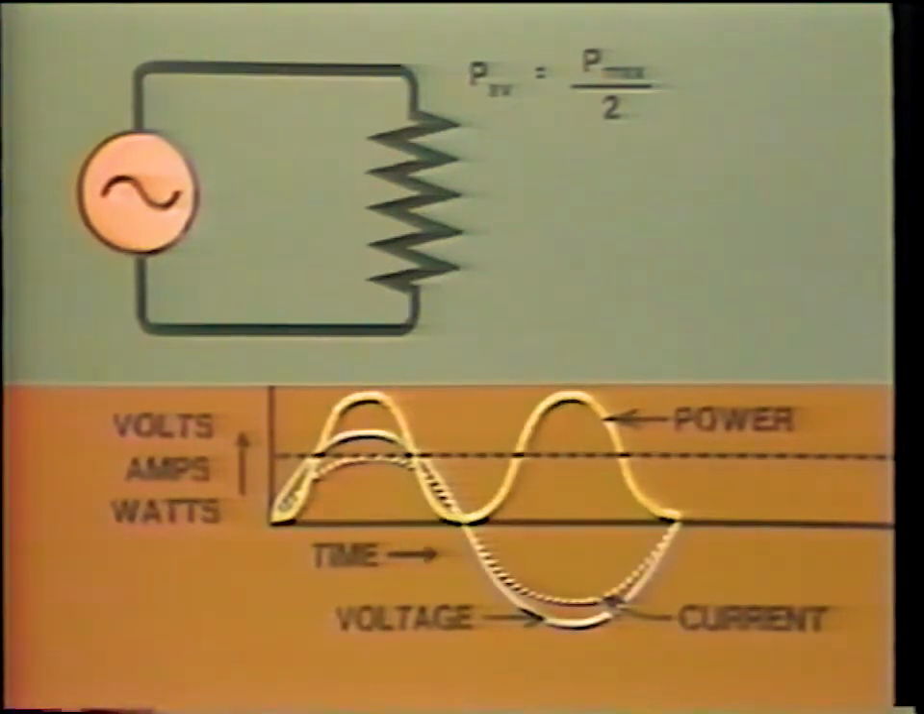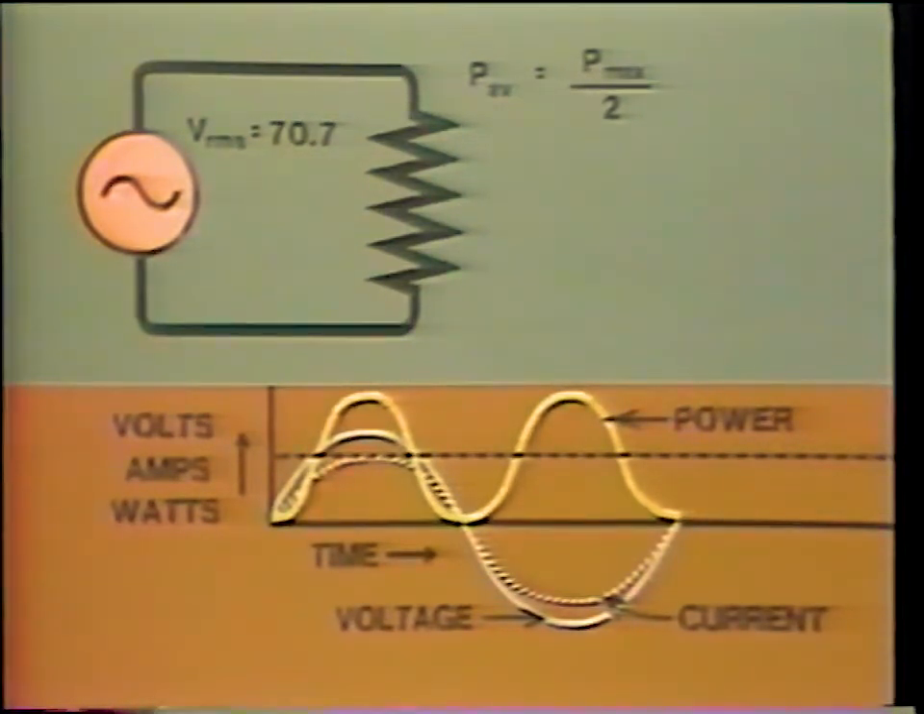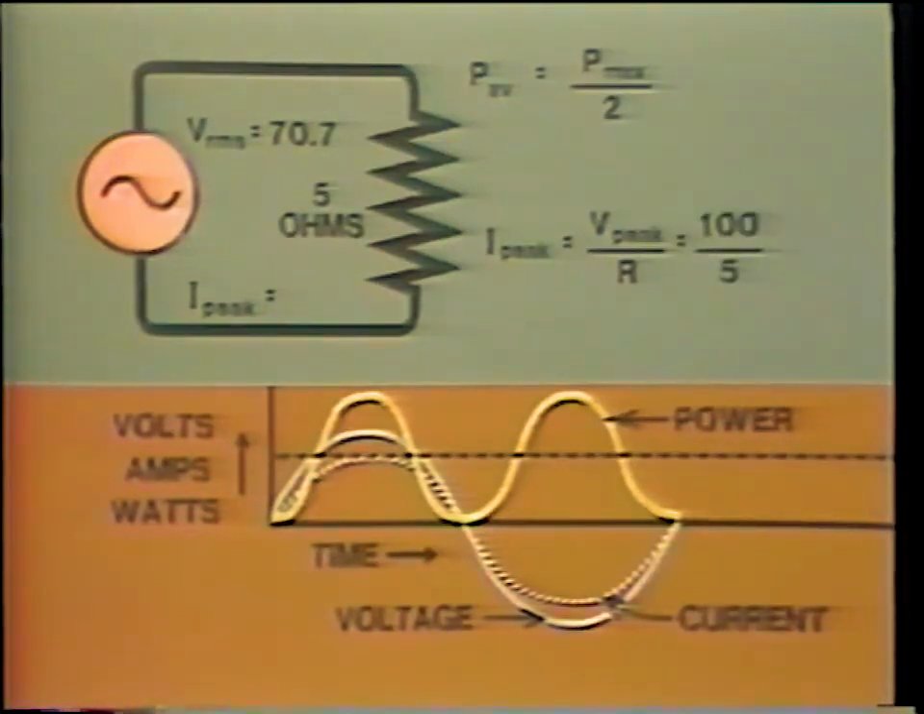Let's put some numbers on our diagram. Assume our voltage supply is 100 volts peak, which is 100 times 0.707 and this equals 70.7 volts RMS. Let's also say resistance is 5 ohms. By Ohm's law, peak current is voltage peak divided by resistance, which equals 100 volts divided by 5 ohms, and this is 20 amps peak.